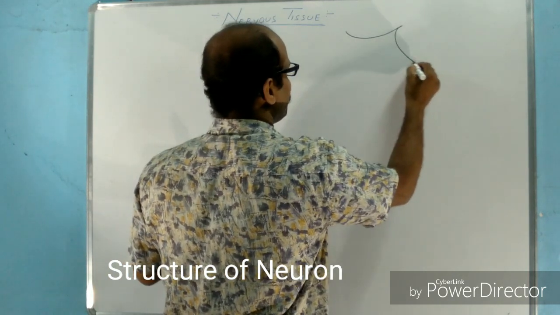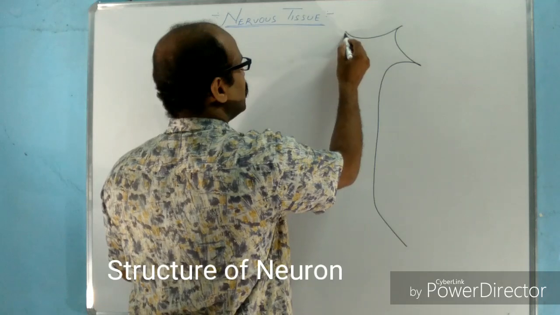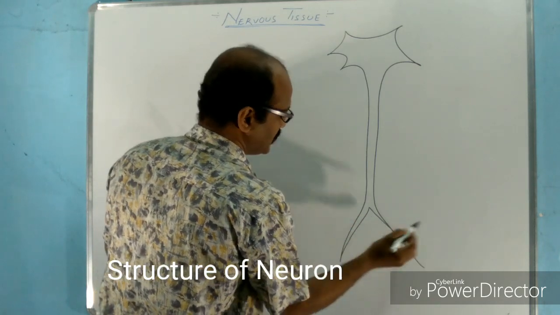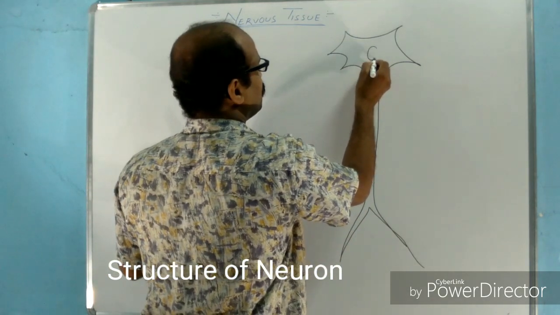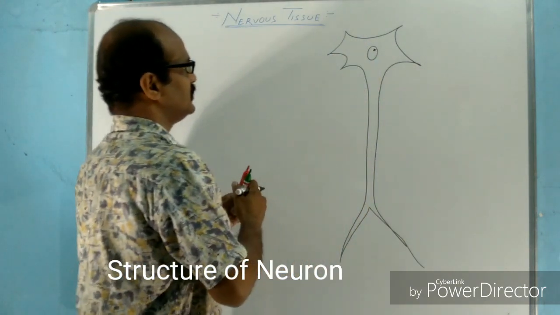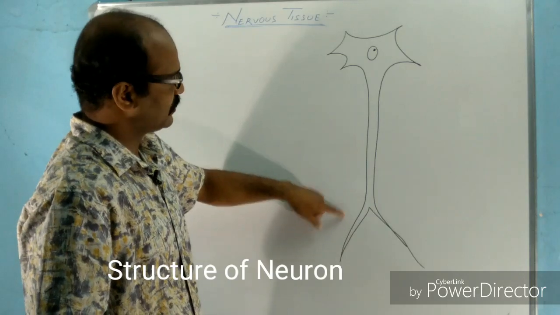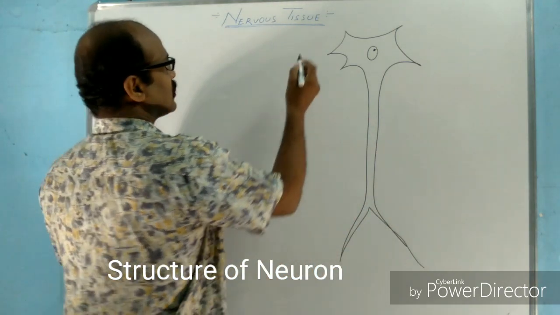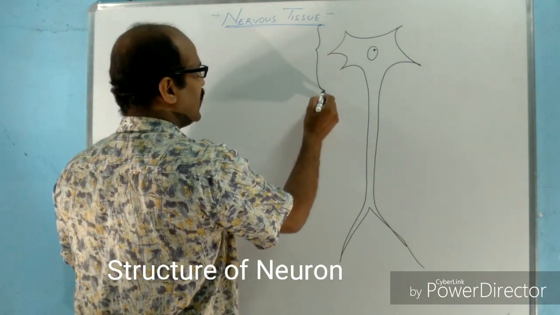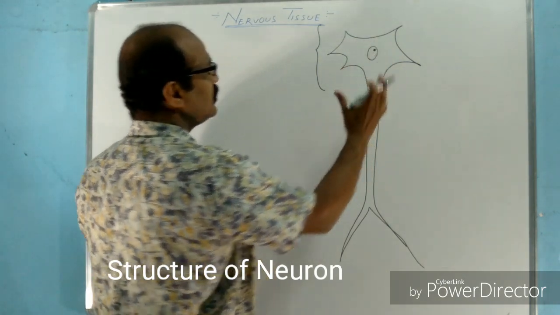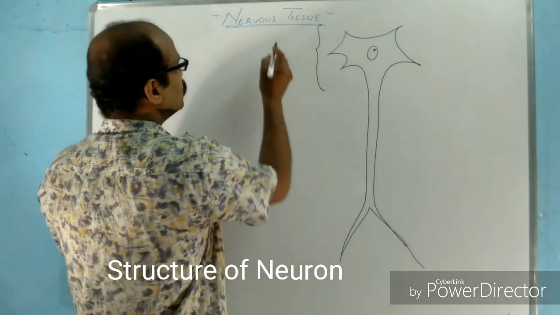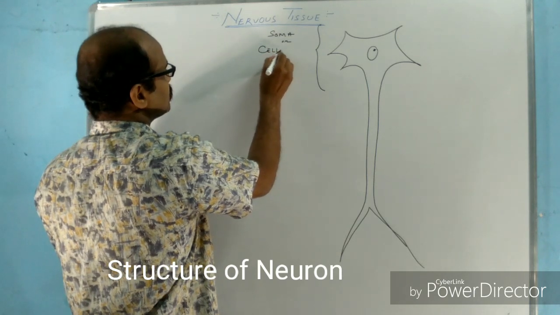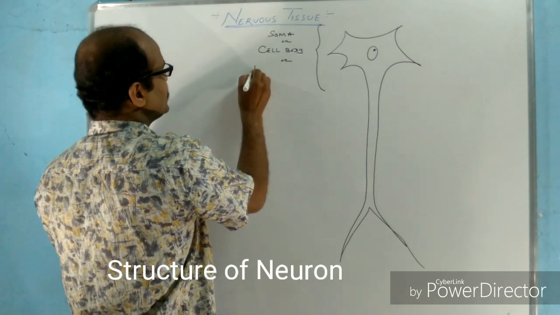As you know, one is the cyton or the nucleated portion, which is spherical or oval in shape, and another part is the processes of neurons, these may be the dendrites and the axon, which form the neurites. So this is the typical structure of neuron. The nucleated portion, which is oval or spherical in shape, is known as the soma. It is also known as the cell body, or the perikaryon.